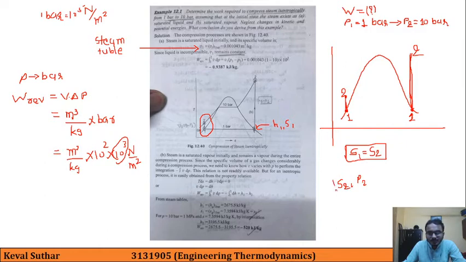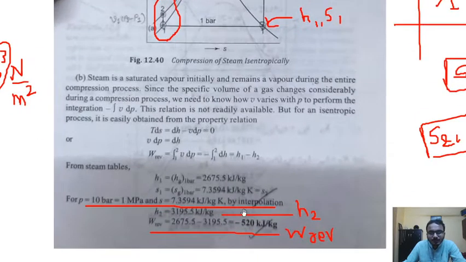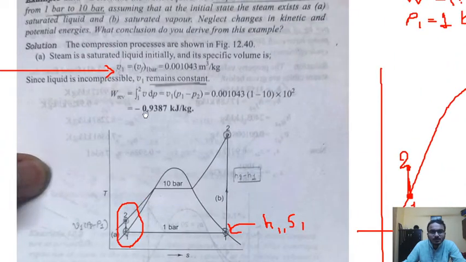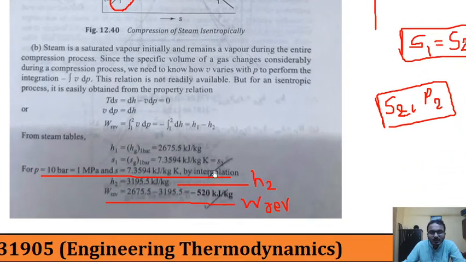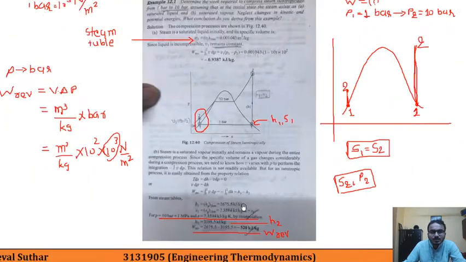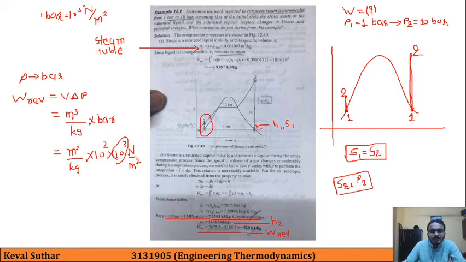So in the steam table with these values we can do interpolation and we can obtain the value of W reversible with the help of the value of H2. So once we get H2 from interpolation, we can get W reversible. Now if you compare both these values, previously it was minus 0.9387 and now it is minus 520 kilojoule per kg. So the conclusion is that the work required for pumping is very less compared to the work required for compression of superheated steam. That is the conclusion here.